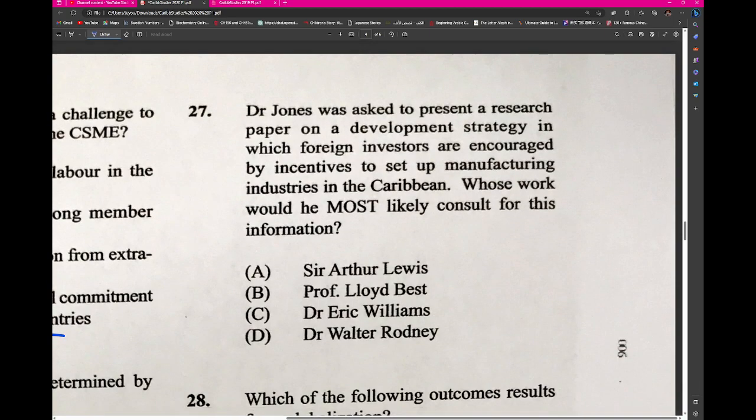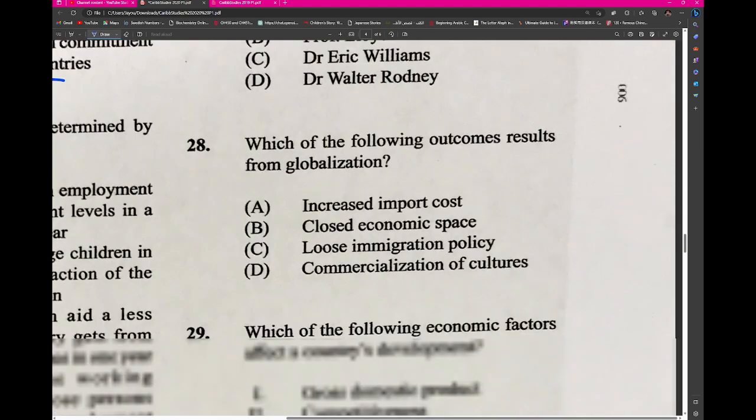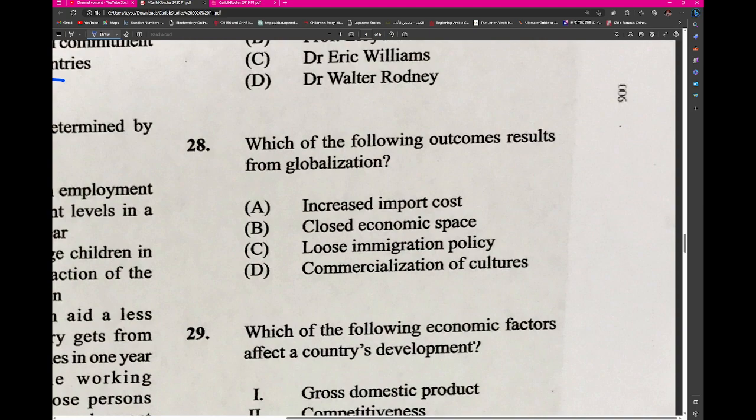Dr. Jones was asked to present a research paper on a development strategy in which foreign investors are encouraged by incentives. This would be by Arthur Lewis. This is industrialization by invitation. 28, which of the following outcomes results from globalization?